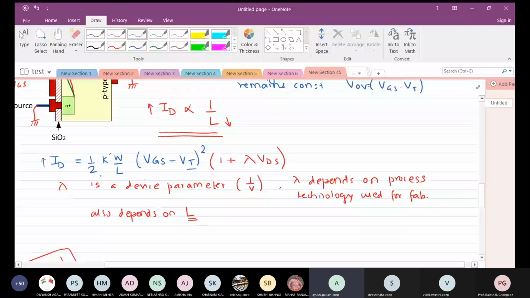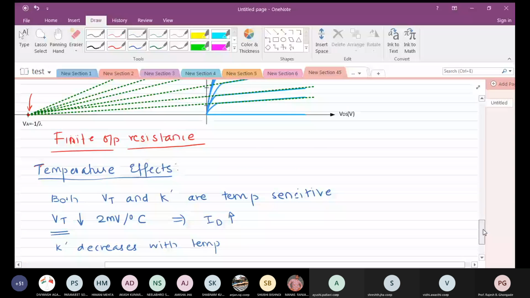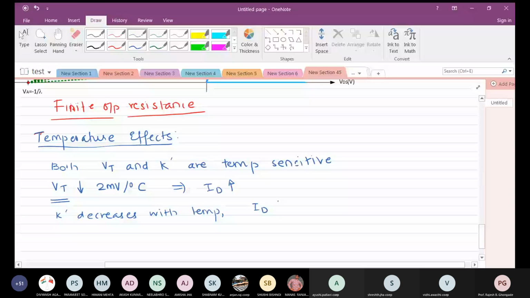K dash decreases with temperature. Given other things are constant, if K dash decreases, what will happen to ID from this equation? ID will decrease. So if K dash decreases with temperature, ID decreases, and it is seen that this K dash decrease effect is more dominant.